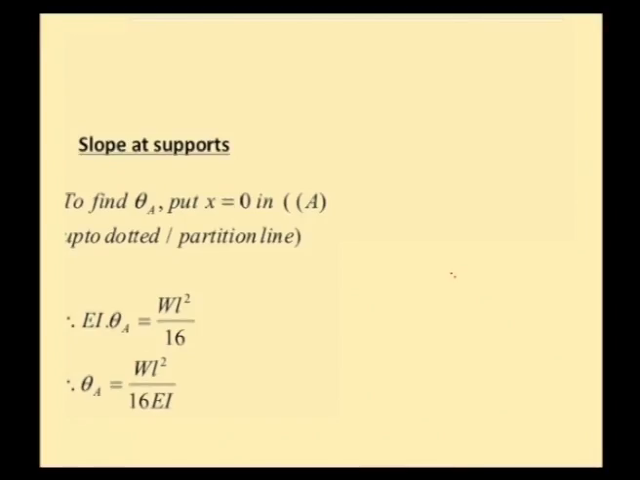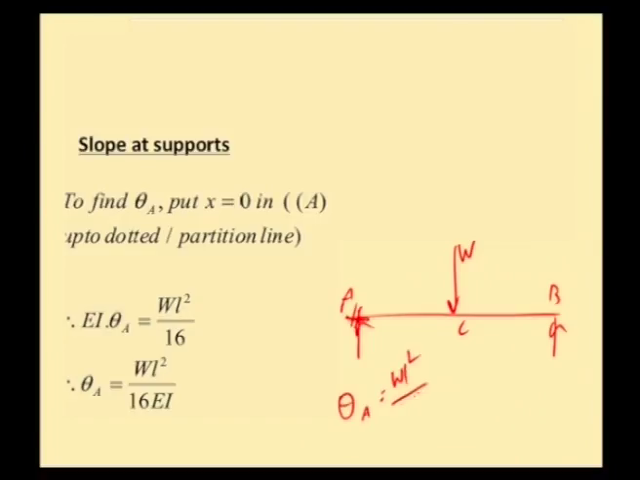Now, I want the slope at the supports. So, I want the slope at support A. We have the simply supported beam AB subjected to a central point load W at C. I want the slope at A. As we discussed, we need to put x equal to 0 in the slope equation up to the dotted line. If we put 0, then we will get the slope at A, which is represented as E I theta A, equal to W L squared by 16, or theta A will be equal to W L squared by 16 E I.